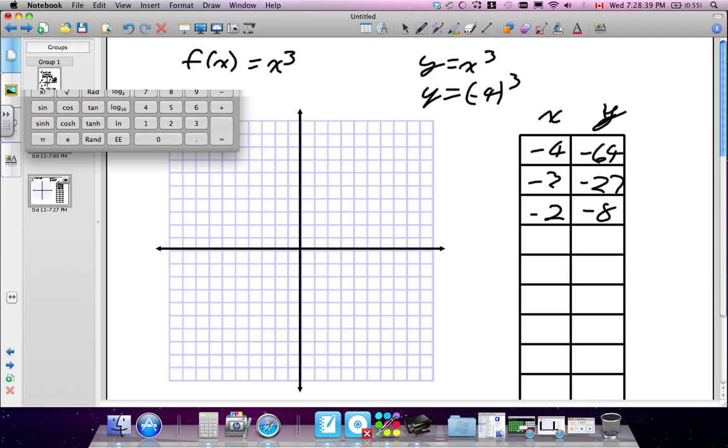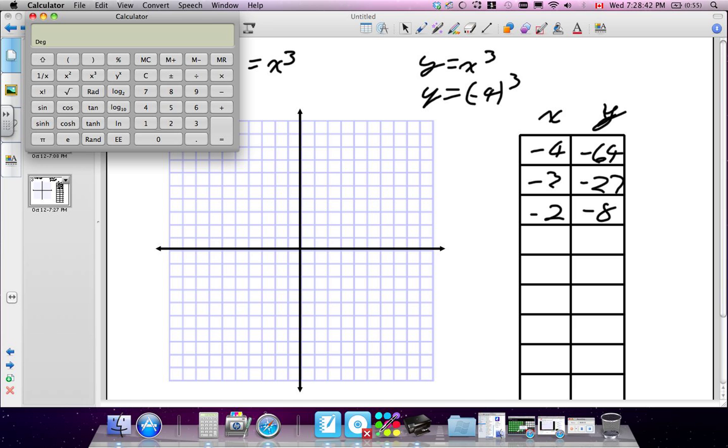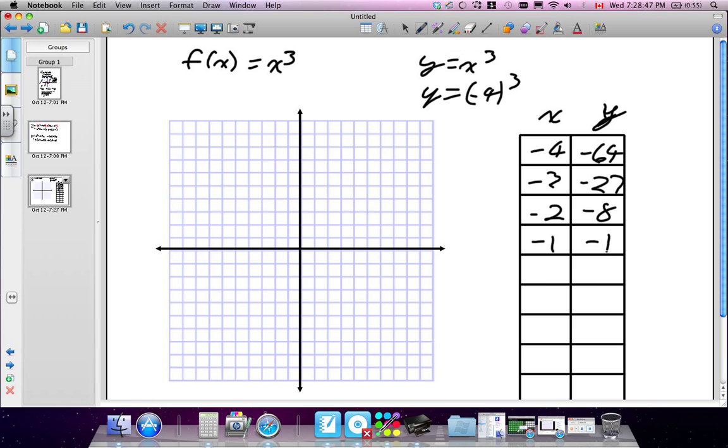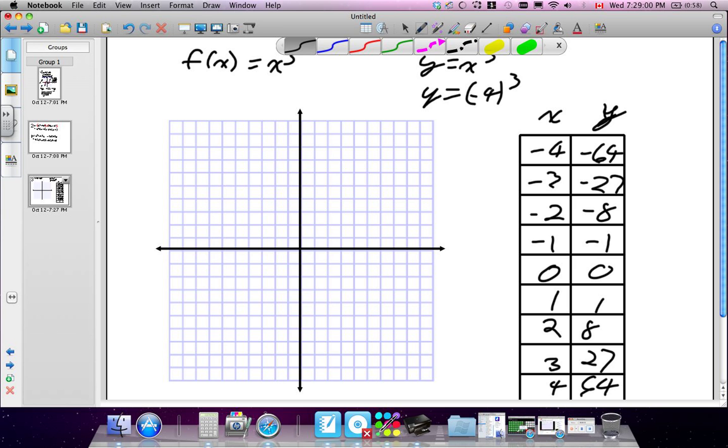Negative 3 cubed is negative 27. Still doesn't fall on our chart. Negative 2 is going to help us out. So negative 2 gives negative 8. What about negative 1? Do you know what it will be? Yeah, negative 1. That's what's important.